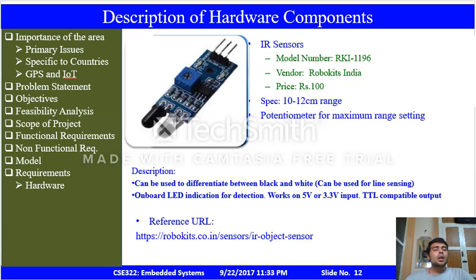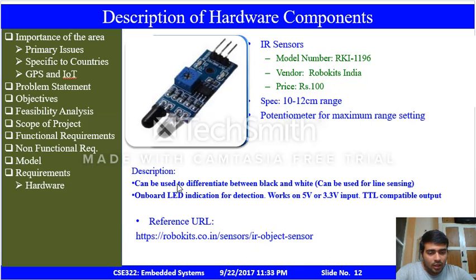Alright, so it's a common sensor that is available anywhere. The model number is RKI1196. The vendor is RoboKits India, and it's relatively cheap, only 100 rupees. That is something that is affordable and can be used in various projects. It has a 10-12 centimeter range, so we're going to implement it on a small scale. But if this project pans out, we're going to use a much more powerful sensor for big garbage cans. We think that this is a good starting point for a project, right?